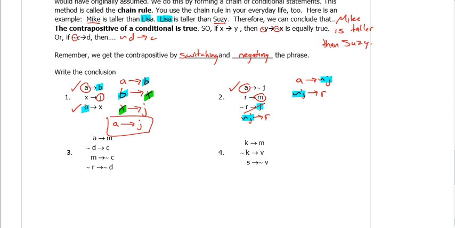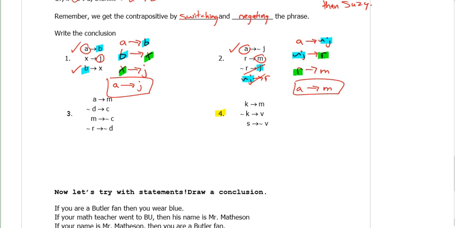Okay. The next one, so we've already used this one. There's only one statement left, and it's already using R as its connecting piece, so it would be if R, then M. There's your connecting piece. Therefore, we know that if A, then M. Okay. I'm going to do one more with you guys, and I'm going to let you guys try number 4 for homework. If you want to skip ahead and try 3 without me, that's fine too.